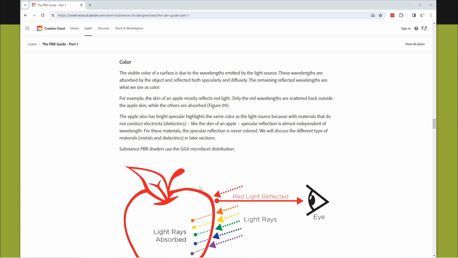So the incoming white light here, so all the different colors of the rainbow: red, orange, yellow, green, blue, violet. We see that orange, yellow, green, blue, and violet are all absorbed by the apple. The only part of the light energy that gets reflected is the red, and that's why we see an apple with the color red.